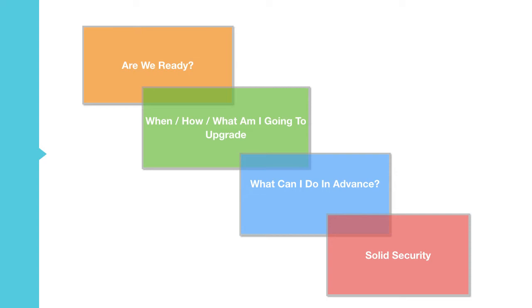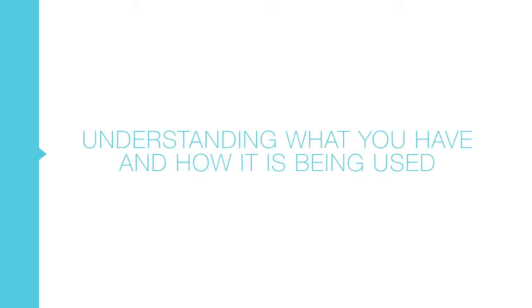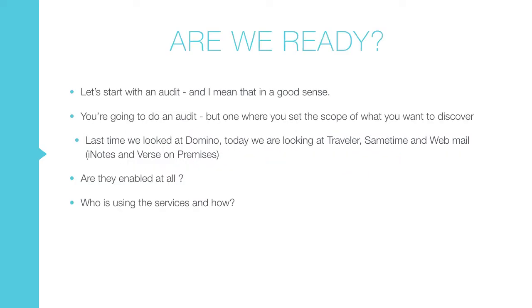So at the moment, this session is on Are We Ready? This is all our pre-preparation evaluation stages, and that involves understanding what we have and how it's being used. So again, we'll start with an audit. This is in a good sense. You need to understand what you have and if people are using it, so you can plan what you need to upgrade. You set the scope of what you want to discover.